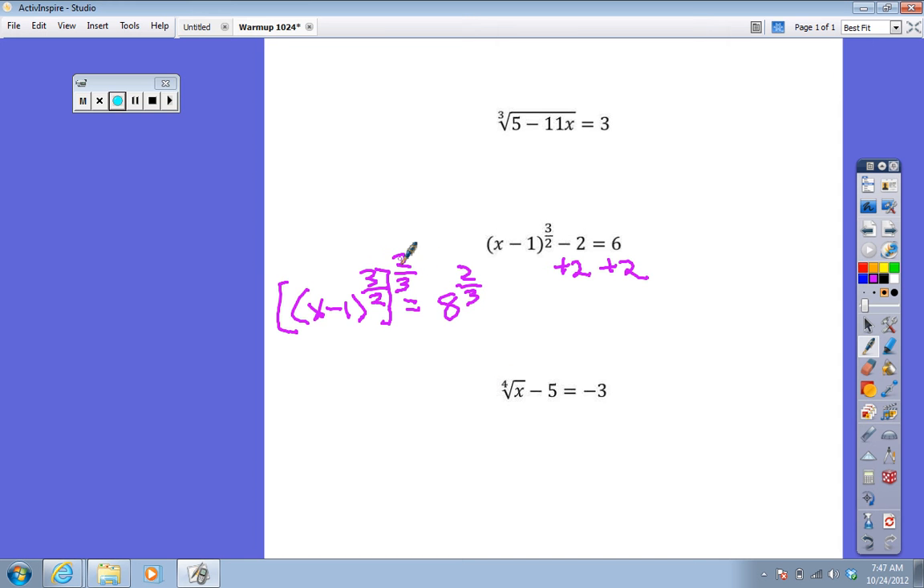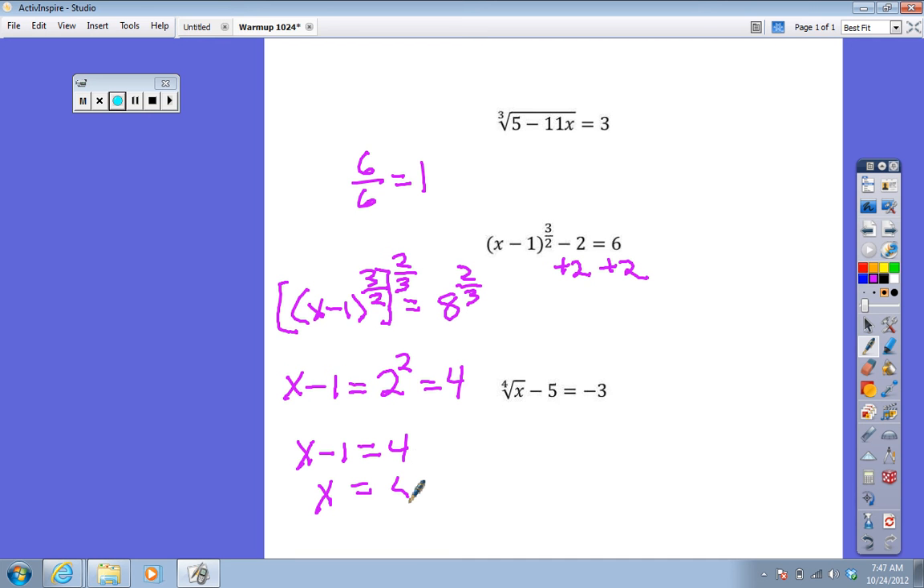So now we have 2 times 3 is 6, 2 times 3 is 6, we end up with a fraction, 6 over 6, which is 1 to 1. So that means we have x minus 1 to the first power, or just x minus 1. Then I take the cube root of 8, which is 2, and then I square the 2, and I get 4. So now we have x minus 1 equals 4. All I have to do is add 1 to both sides, and we have x equals 5 is our solution to this particular equation.